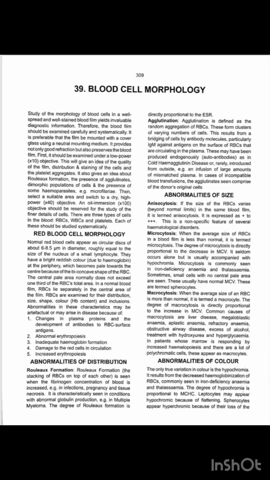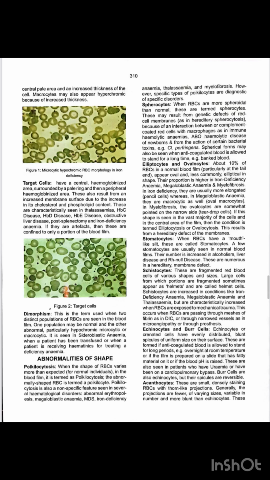Now the abnormalities of color. The only variation in color is hypochromia. It results from decreased hemoglobinization of RBCs, commonly seen in iron deficiency anemia and thalassemia. The degree of hypochromia is directly proportional to MCHC.